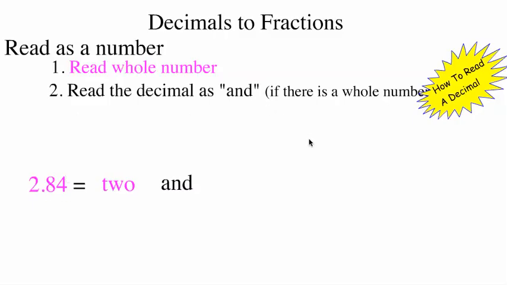So 2 and, then if there's a whole number, so read the decimal as "and", but only if there's a whole number. Okay, if you don't have the whole number, if it's like 0.84, you don't read it as 0 and 84 hundredths. You would read it as just 84 hundredths. Okay, so you'd only put the "and" if there was a whole number other than 0.